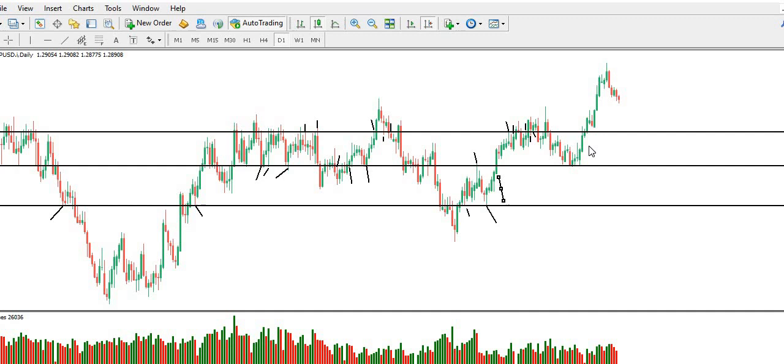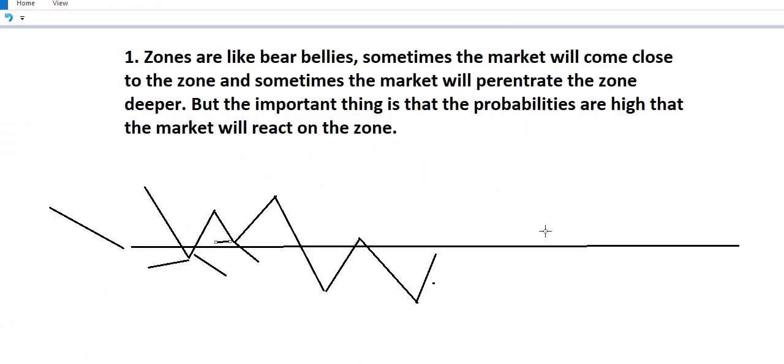So what we will do, we will not enter the market the moment the price action reaches the zone. Let me show it to you. Let's say this is the zone which I had drawn on the illustration part. The market is approaching the zone, so we will not enter at this area. We will not enter at this area directly.